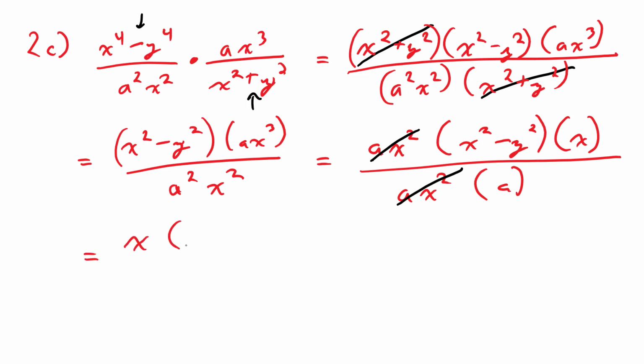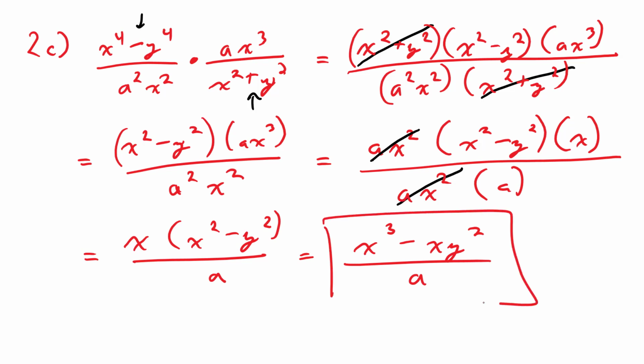I'm left with x times x squared minus y squared divided by a. Let's distribute my x to get rid of the brackets. And that's as far as we can take it. Let's do g. G looks like a good one.